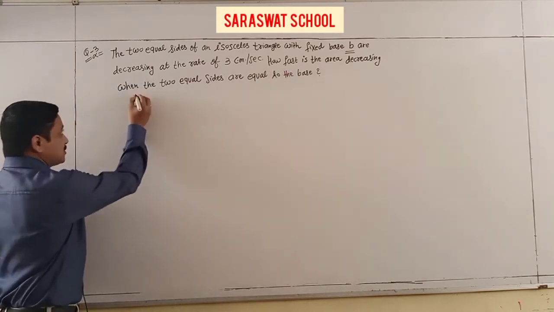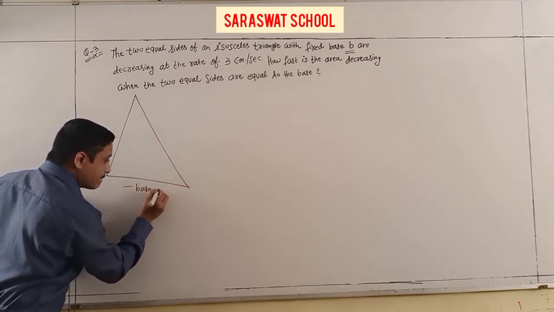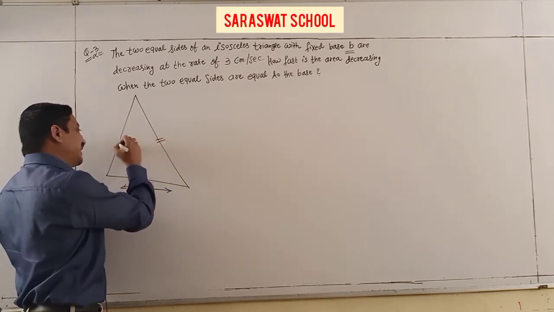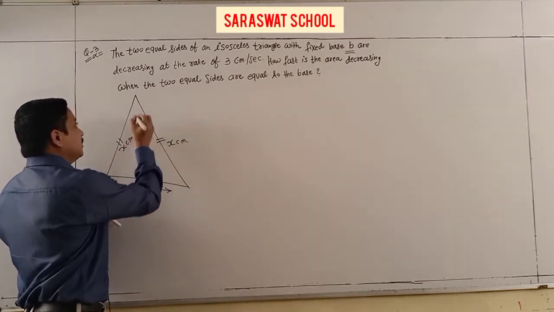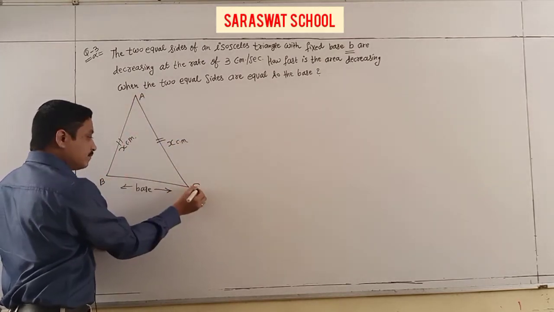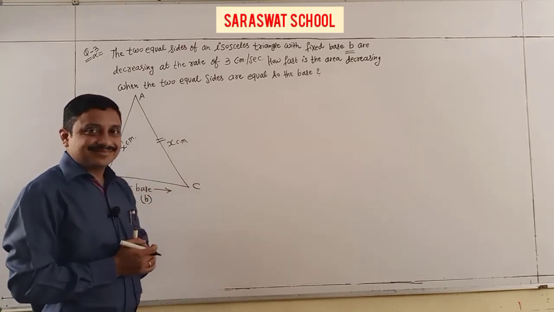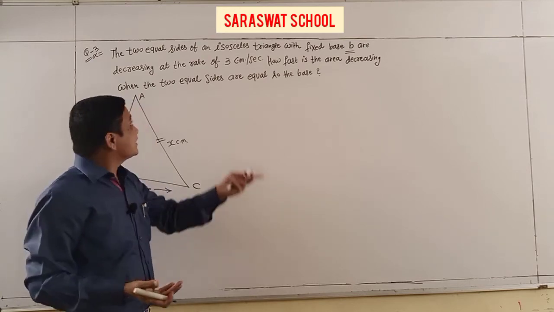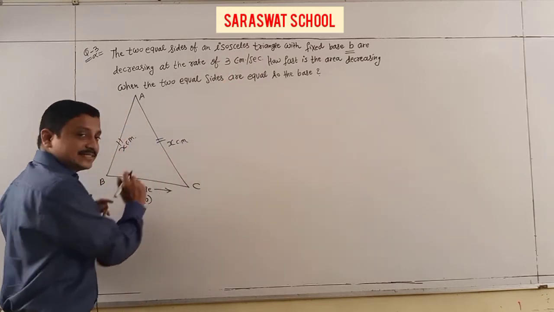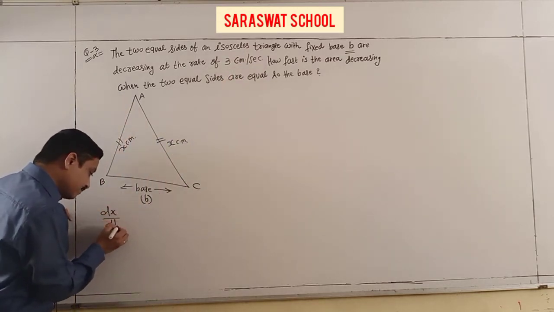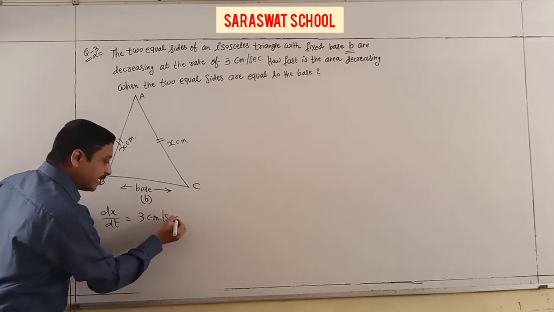So students, this is your isosceles triangle. You know that there is one of the base and these two are the equal sides. I just taking that suggestion to have the x centimeter. Here A, B and C. And this base I just consider b. Yes, now very easy. Start the first. Two equal sides of the isosceles triangle with base b is decreasing. Means this side is decreasing. dx versus dt. Which is what? 3 centimeter per second. This decrease.